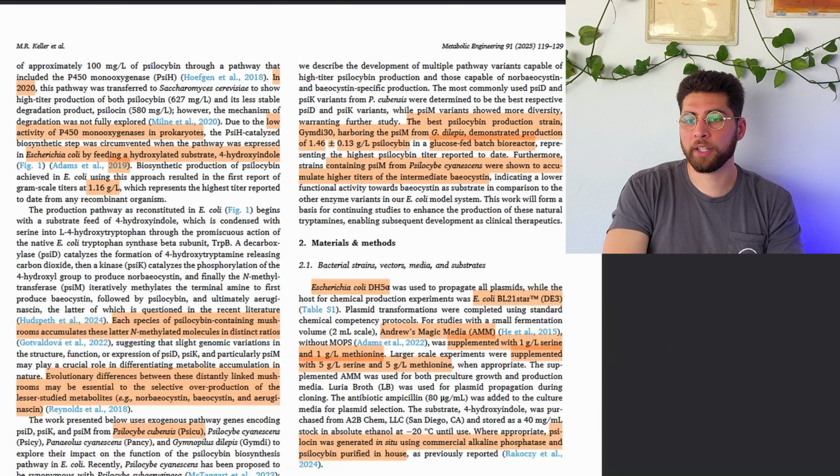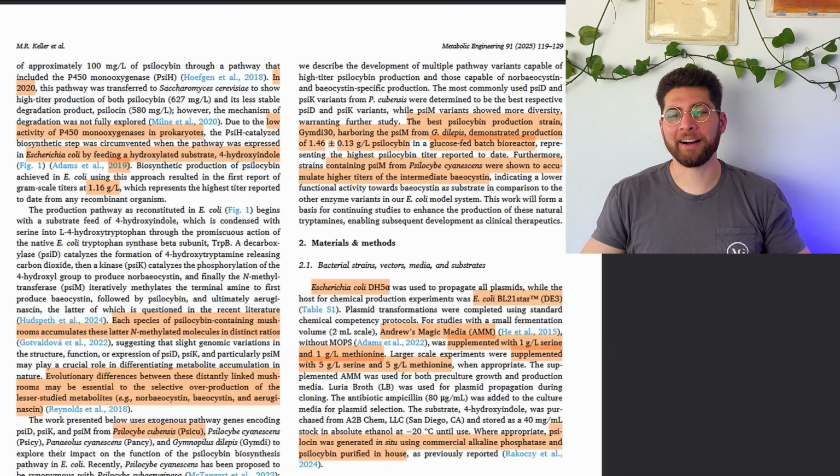So then this Psi-M from Psilocybe cyanescens was shown to accumulate higher titers of the intermediate baeocystin. So this is also interesting, that these different Psi-M molecules may have higher activity or lower activity on more or less methylated tryptamine compounds.